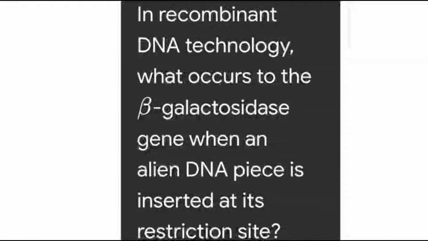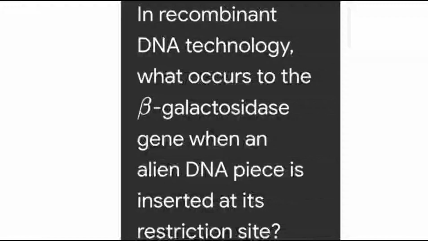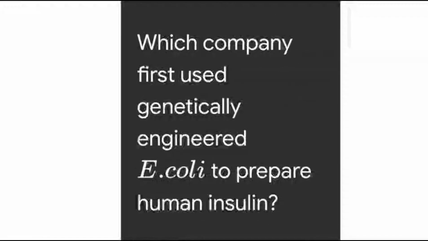Because of that, insertional inactivation occurs. Which company first used genetically engineered E. coli to prepare human insulin? That is Eli Lilly. Eli Lilly was the first company that used genetically engineered Escherichia coli to prepare human insulin. The next question: enzymes that catalyze the transfer of a group other than hydrogen between a pair of substrates are called transferase enzymes.